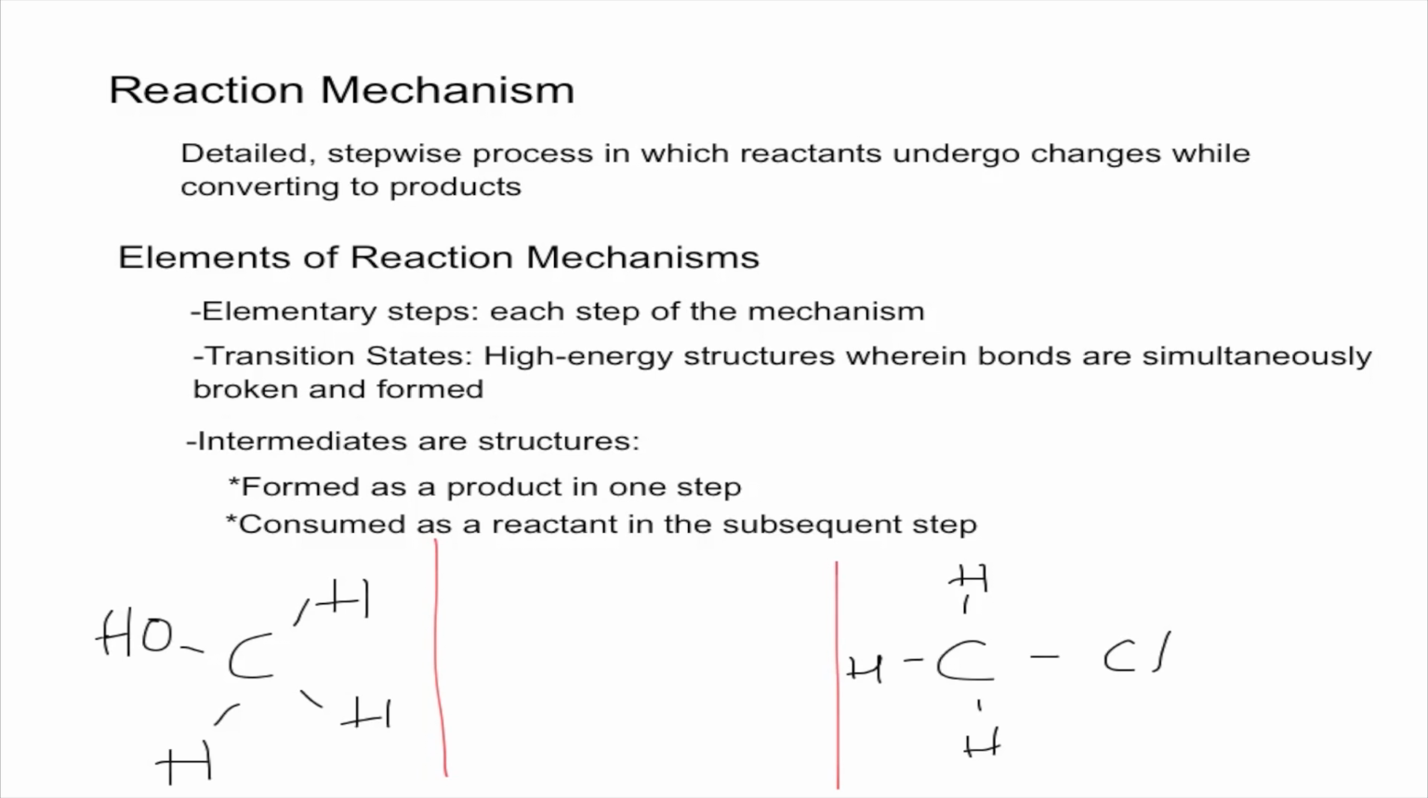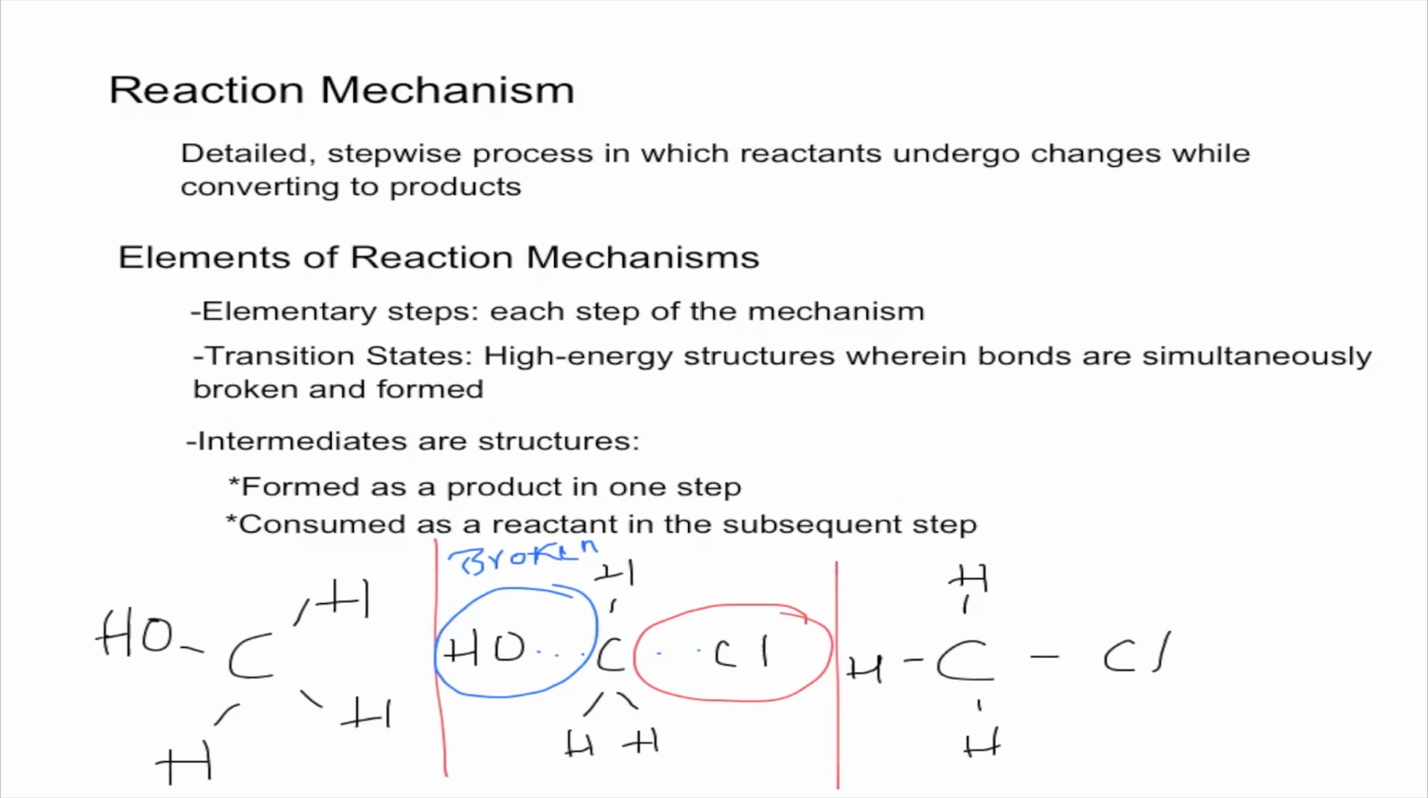So the transition state in this case would be something like this: hydrogen right here, two hydrogens here, and a partial bond between the carbon and the OH, and another partial bond between the carbon and the chlorine. So this bond right here is being broken, and this bond right here is being formed. So that is the definition of the transition state. It's a high energy structure wherein bonds are simultaneously broken and formed. So these two are being broken and formed at the same time.